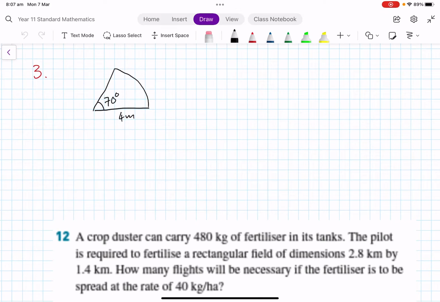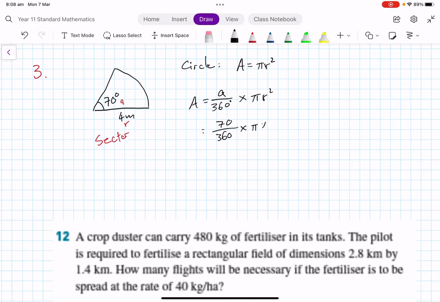So this one here is what we call a sector. Area of a circle, as you should know, A is equal to pi r squared. A sector is a portion, like a slice of the pie. So it's going to be the angle inside, which we call A, let's say, over 360. That's the proportion of the circle, multiplied by pi r squared. In this case, this is our A, the angle 70 degrees, and the 4 meters is our radius. So it's going to be equal to 70 over 360 times pi times 4 squared.